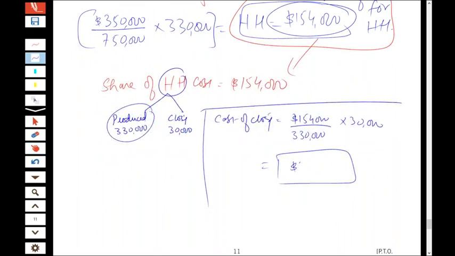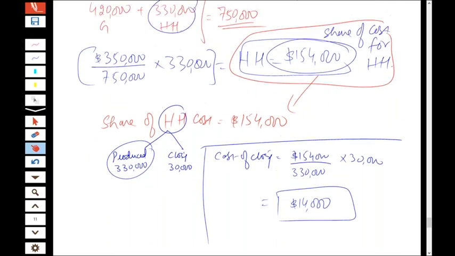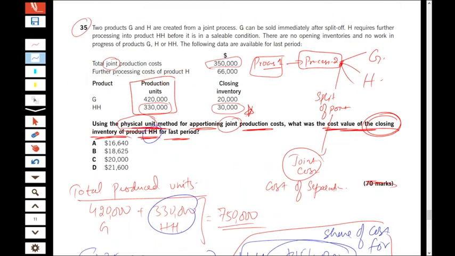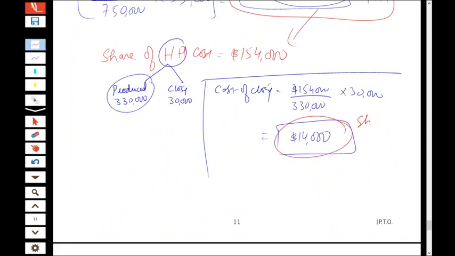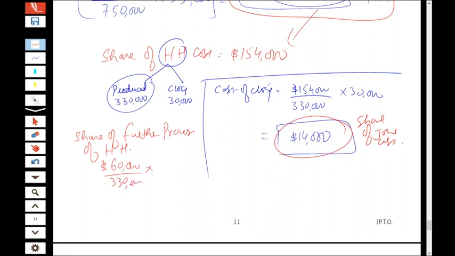What is the amount? It's 14,000. Okay. Now there's one thing more. There's a further processing cost for product H. Further processing cost, this is 66,000. This was the share of joint cost, 14,000. Now we need a share of further processing cost. Further processing of product HH, that is 66,000 divided by 330,000 multiplied by 30,000.